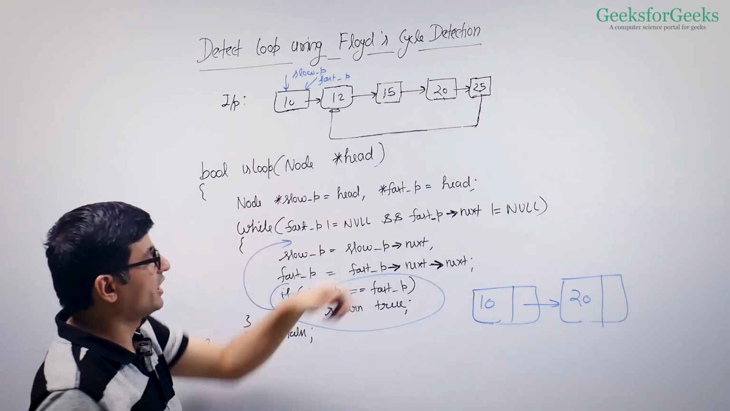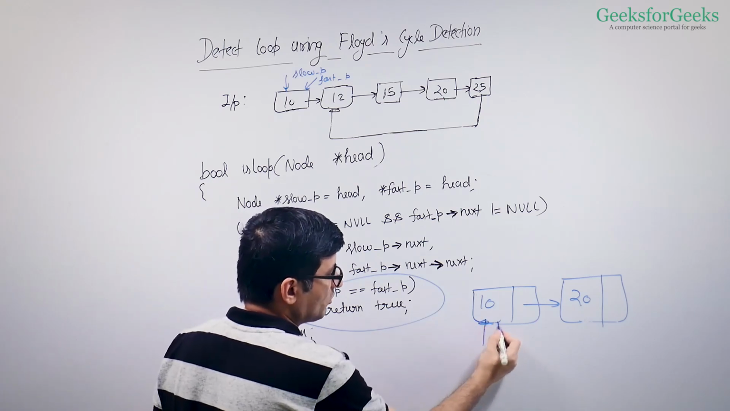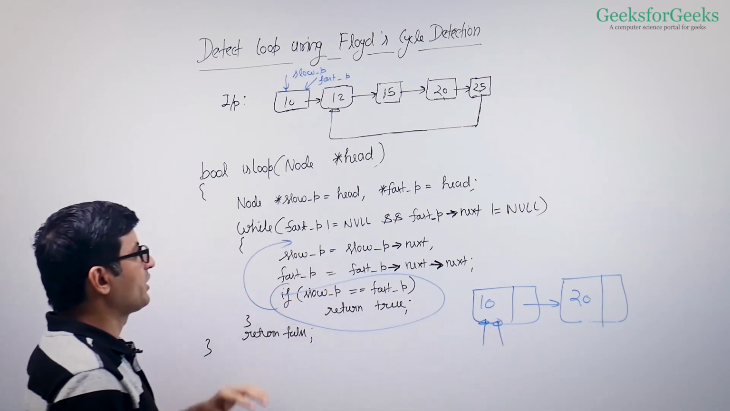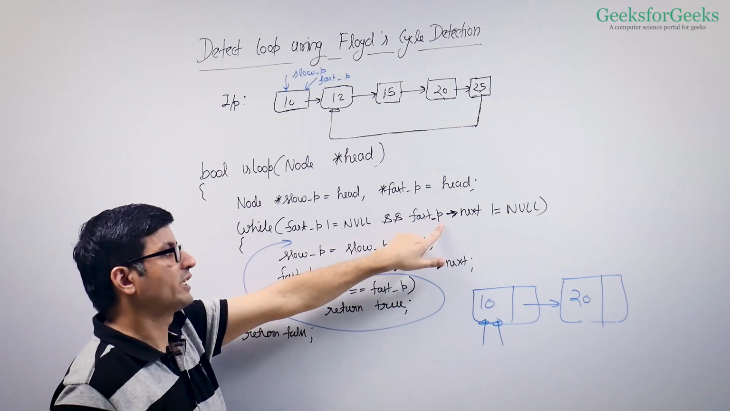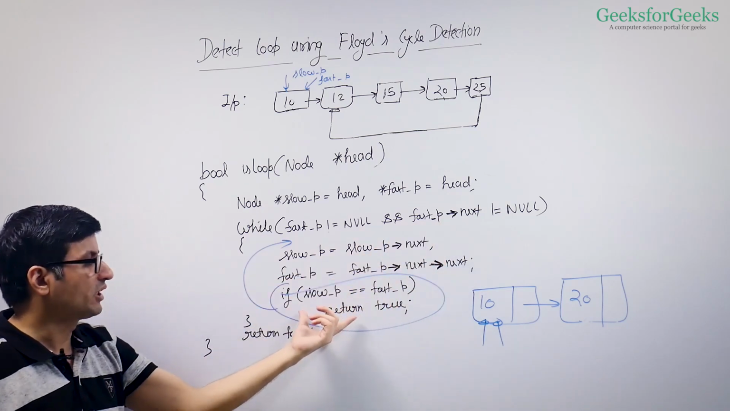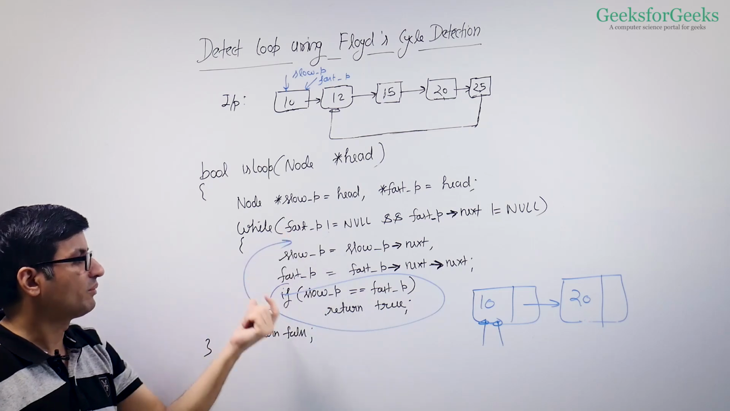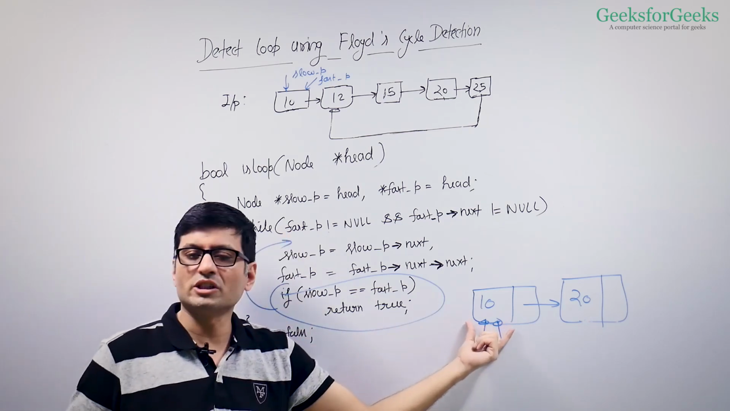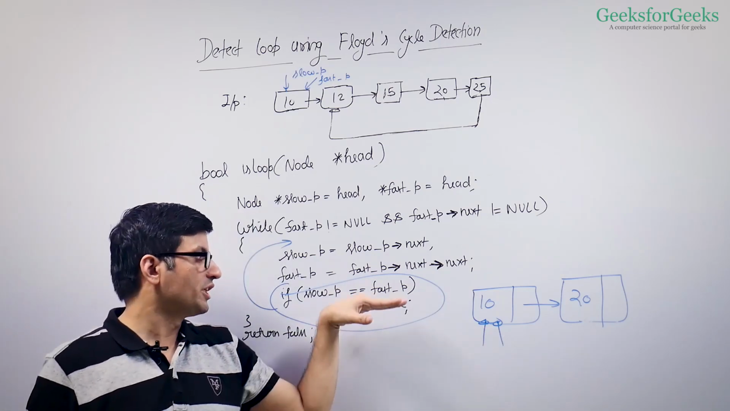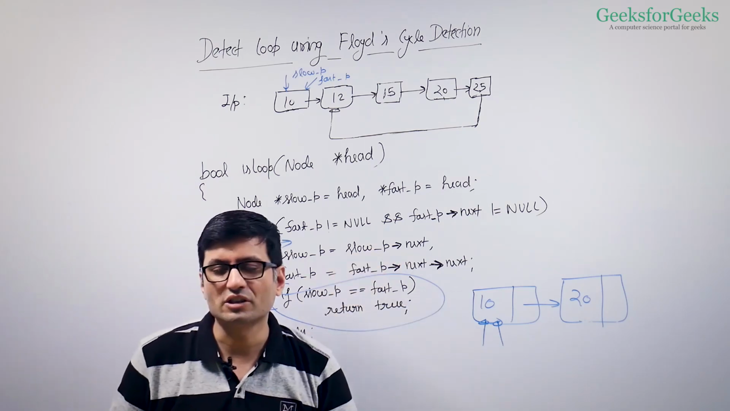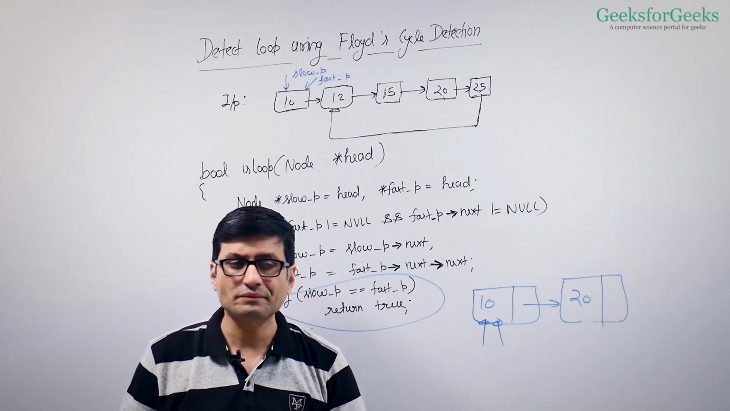Fast and slow initially are here, right? Fast and slow both are here. And then we come inside the loop because fast arrow next is not null, fast is not null, and fast arrow next is also not null. If we put this condition at the top, then what will happen? They both are pointing to the same node, so we'll return true, even if there is no loop. So we need to put this condition after moving the pointer. This is an important point to note in the code.